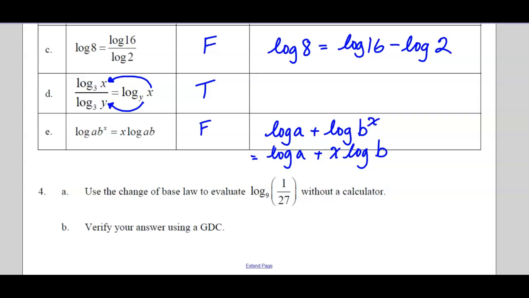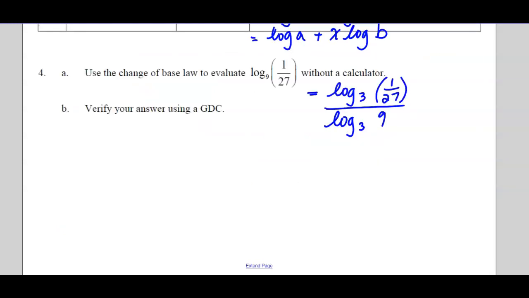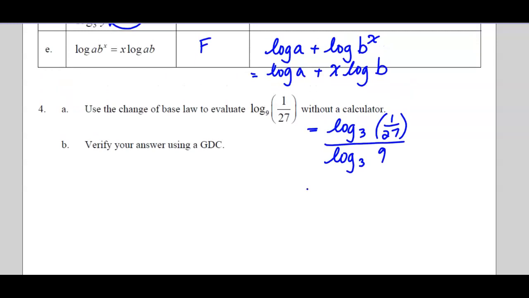But here, change of base: you make a fraction with your new base. Your numerator argument is the original argument. Your denominator argument is the original base. Now, what do I raise 3 to get 1 over 27? It's got to be negative 3.